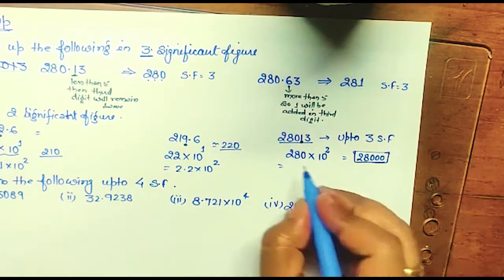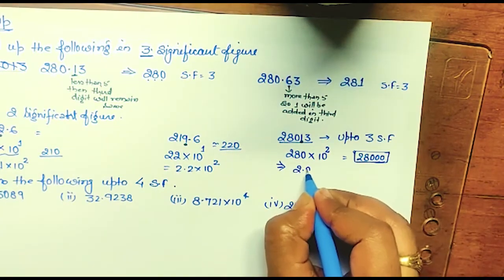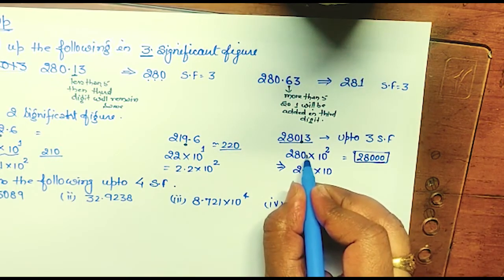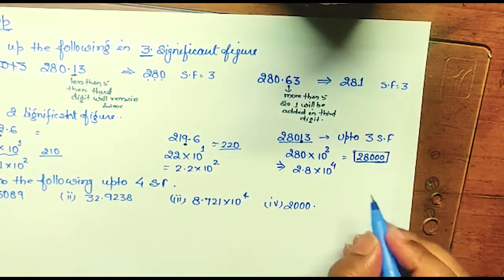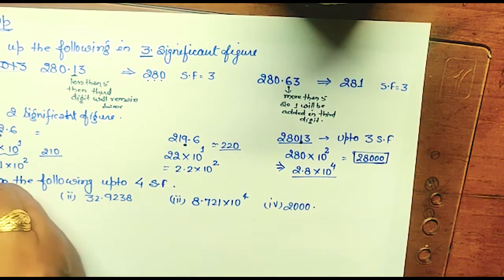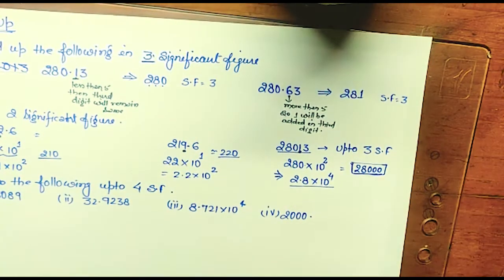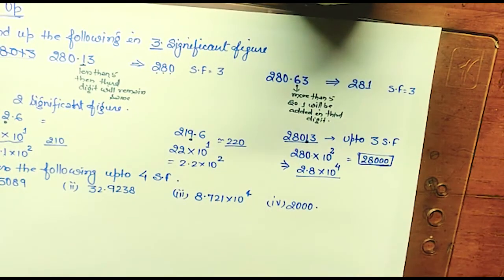So if you have to write it in scientific notation, what will you do? You will write it as 2.8 into 10 to the power. The decimal, I'm assuming it here. So shifting to the left-hand side, it will increase by 4. Any doubt? Okay. So this is the question you have to do. You will do it when you watch this video: watch the video, pause the video and do it. Okay. So after that, this is the round up.